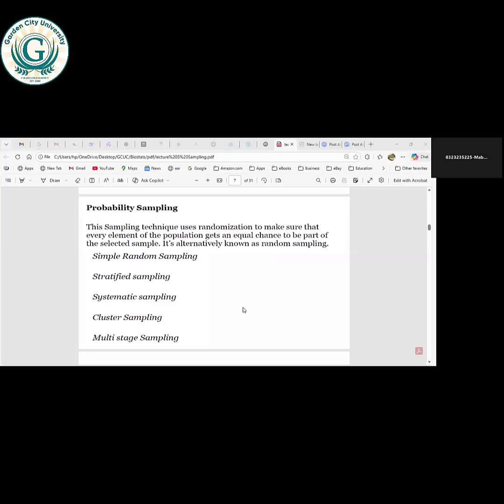Thank you. So what I said was the probability sampling is based on randomness, and the non-probability sampling is based on non-randomness. So that's the main difference. The probability is based on probability methods, and the non-probability is based on non-probability or non-random methods. The key difference here is the randomness.